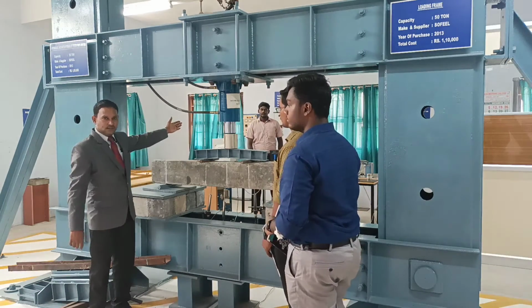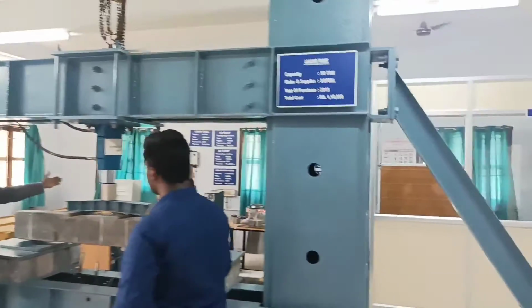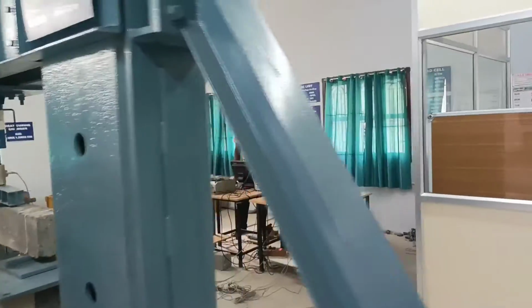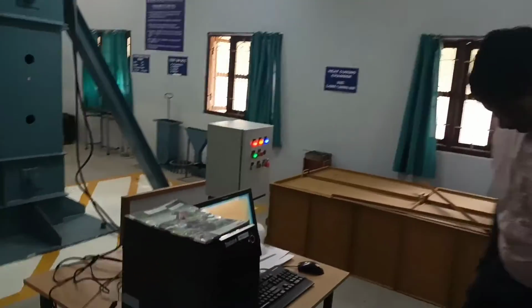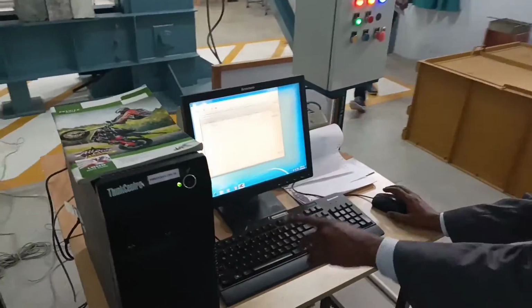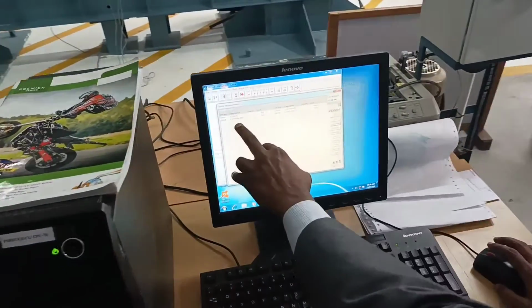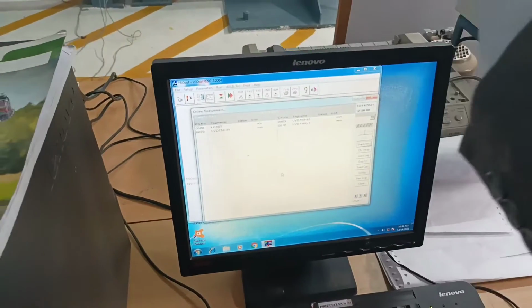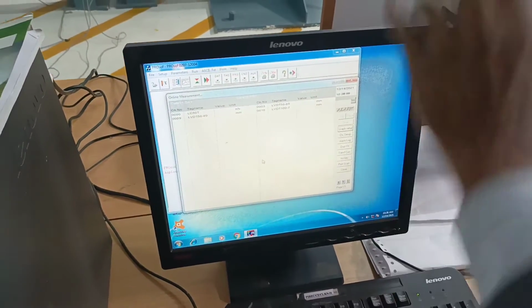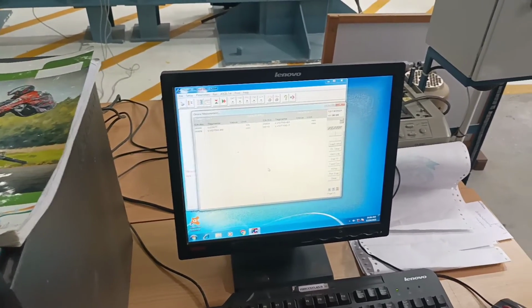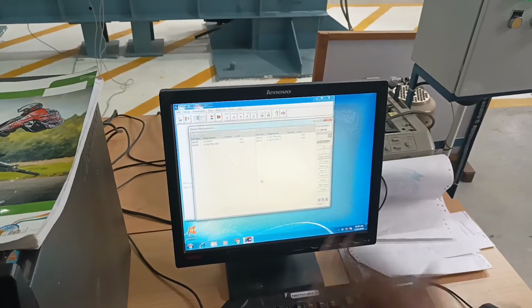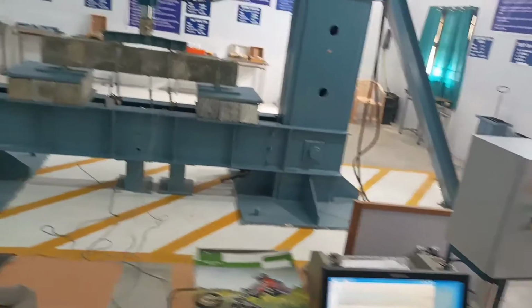You can see how to connect the LVDT with the loading frame. Now you can see here a 50 ton loading frame, and an LVDT of 100 mm is connected with the loading frame. The loading frame is connected with the data acquisition system, so the system is ready to take the load and deflection behavior of the RC beam.